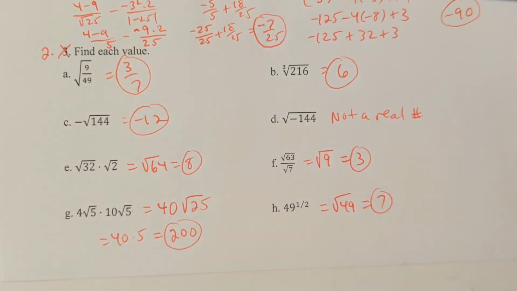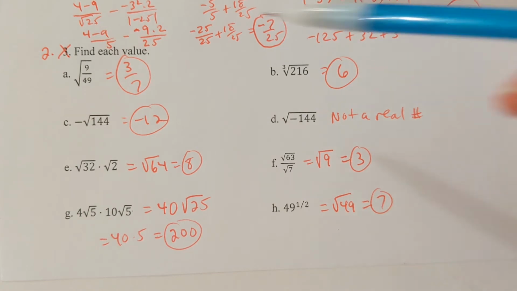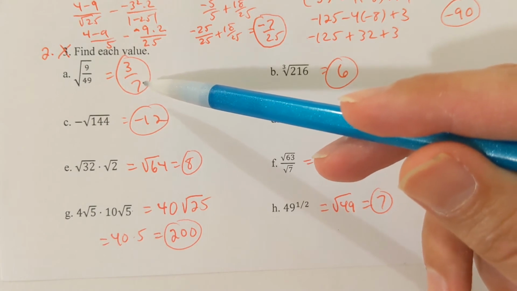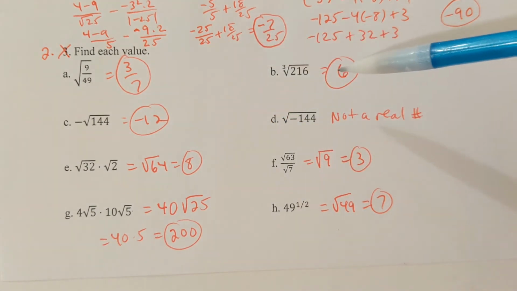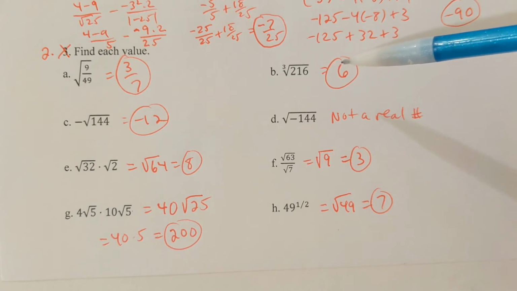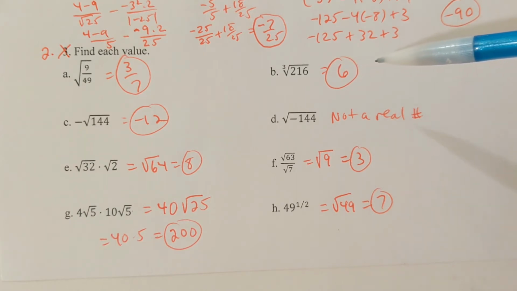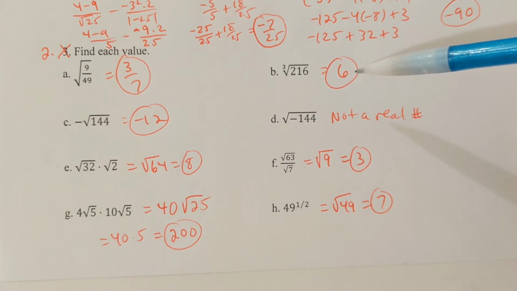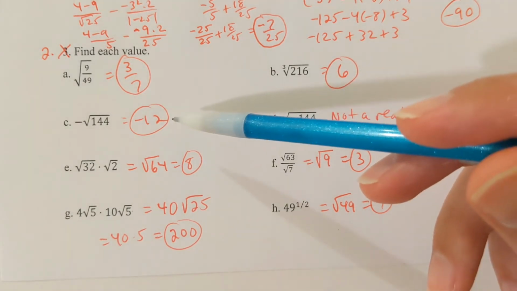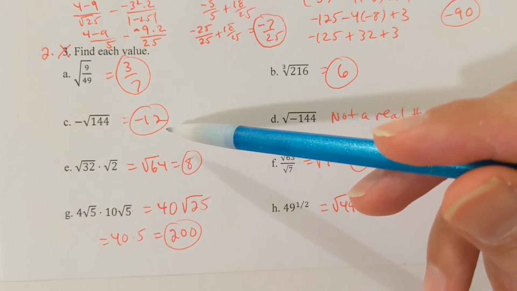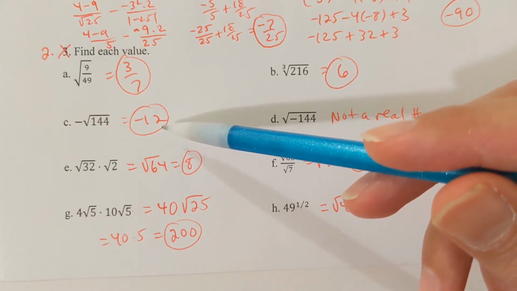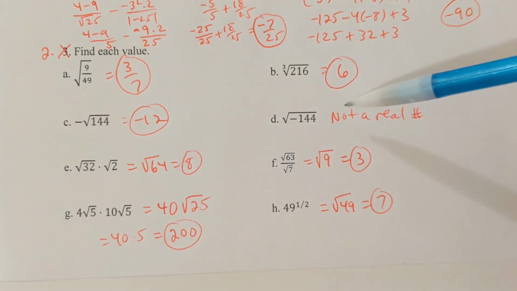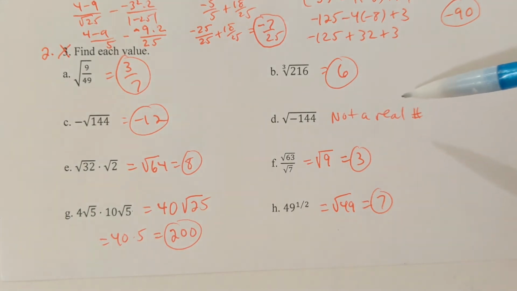Problem 2. Find each value. Part A, the square root of 9 over 49. The square root of 9 is 3. The square root of 49 is 7, so 3/7. Part B, the cube root of 216. So I need to look for a number cubed that gives me 216. 6 cubed is 216, so the answer is 6. Next, negative the square root of 144 is negative 12. The square root of negative 144 is not a real number.